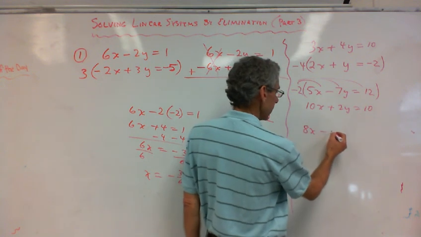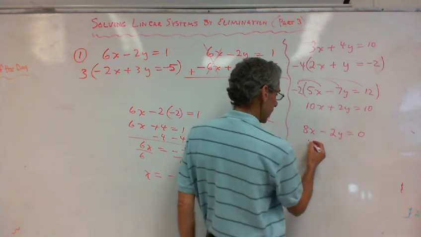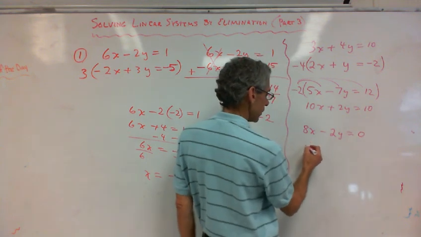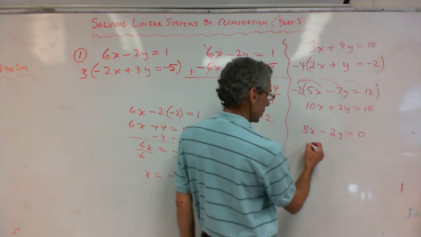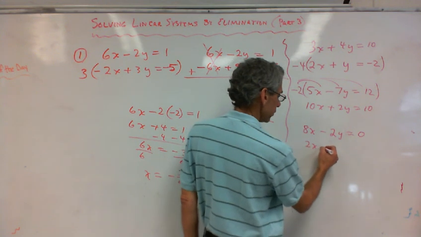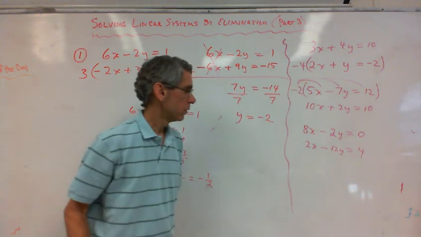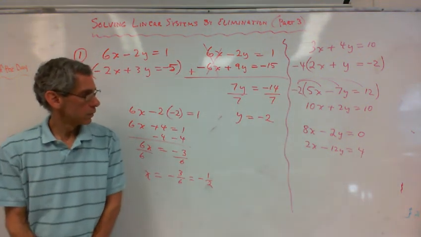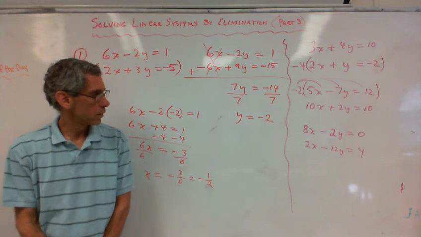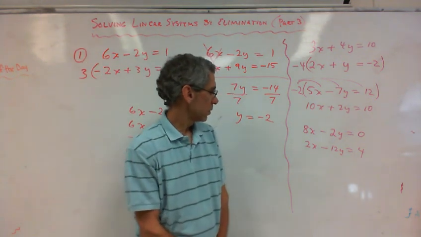8x minus 2y equals 0 and 2x minus 12y equals 4. Multiply the bottom by -4. Multiply the top by negative. No, the bottom by -4.